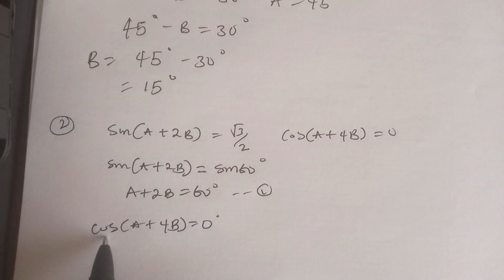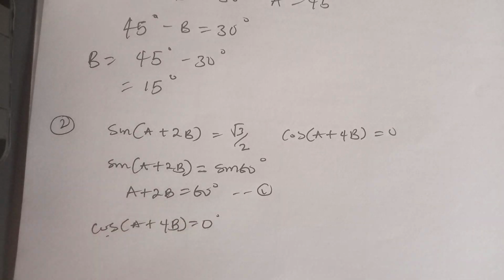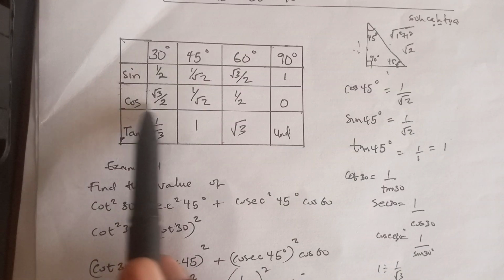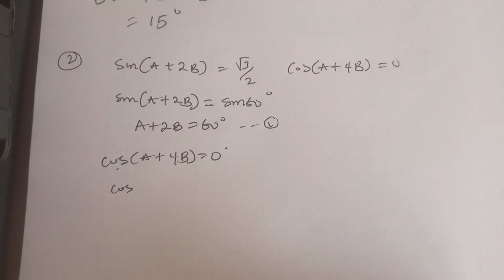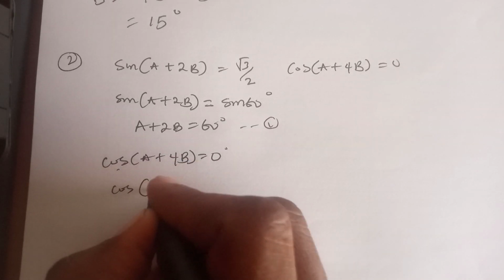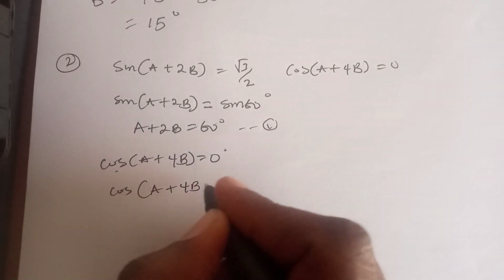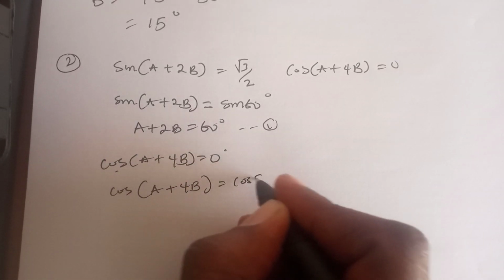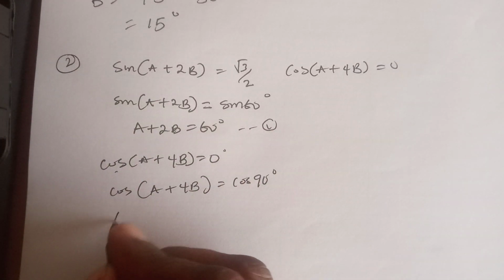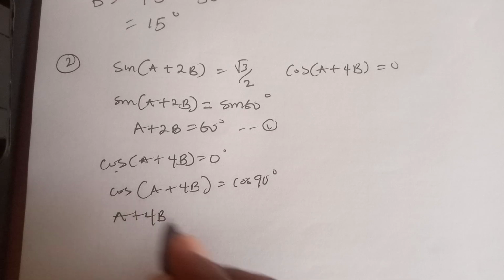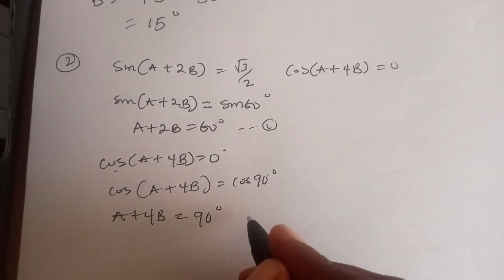So again, you look at the cos that gives 0 under the special angles. You understand? The cos that gives 0 is 90, cos 90. So you put it there. So you have cos of A plus 4B equals cos 90. So you equate the angles together the same way. A plus 4B equals 90 degrees, equation 2.